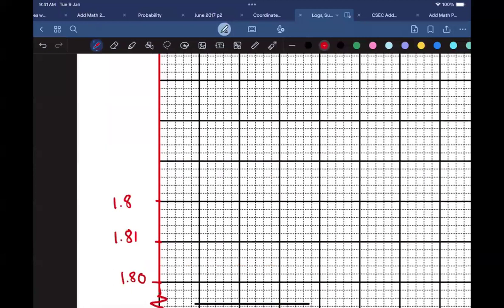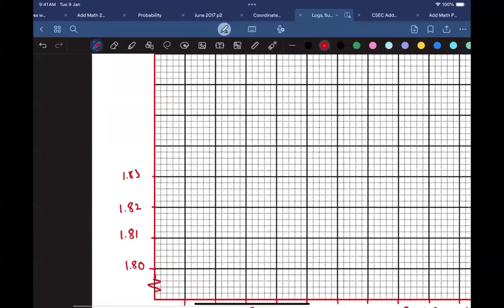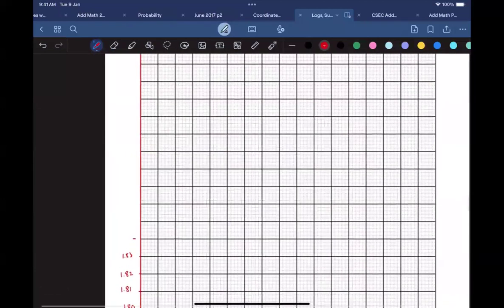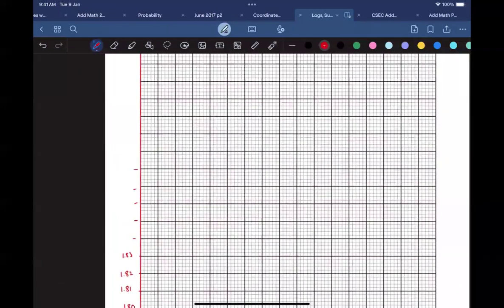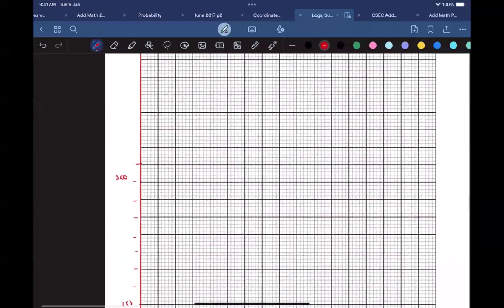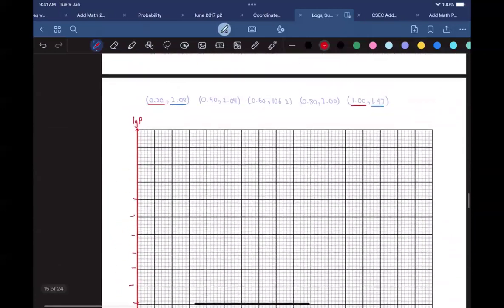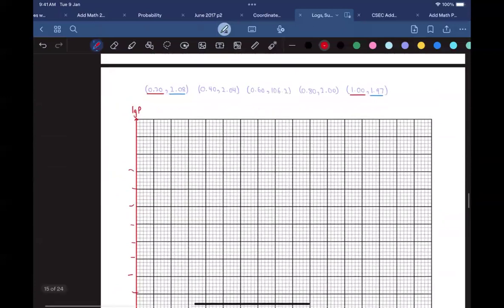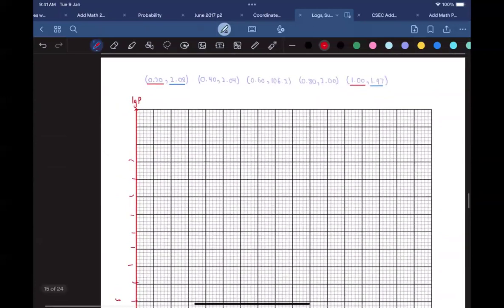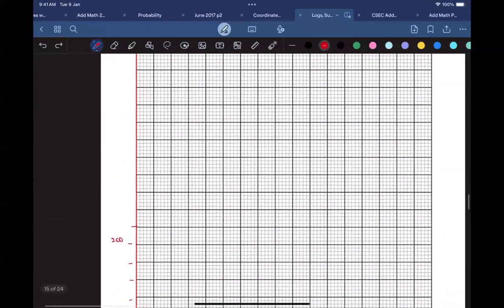That one would be 1.82. This could be 1.82. And if we do that, it'll be 4, 5, 6, 7, 8, 9. It's going to be 2.00, 2.01, 2.02, 3, 4, 5, 6, 7, 8. You think that scale will work? Yeah, that'll go. And it's taking up most of the graph page as well, so I'll do that.